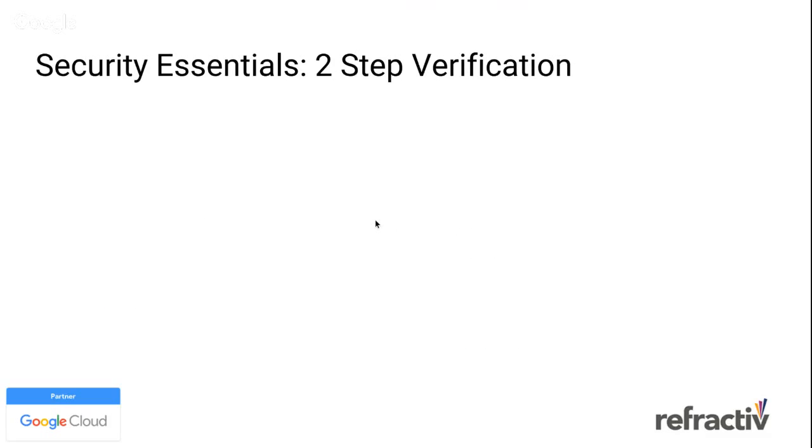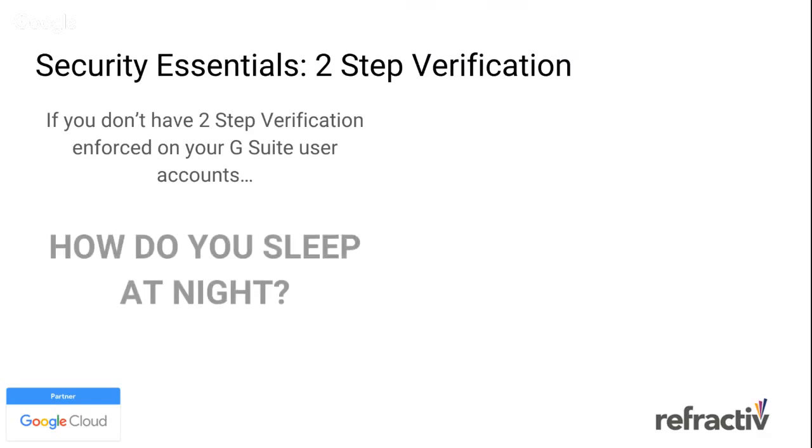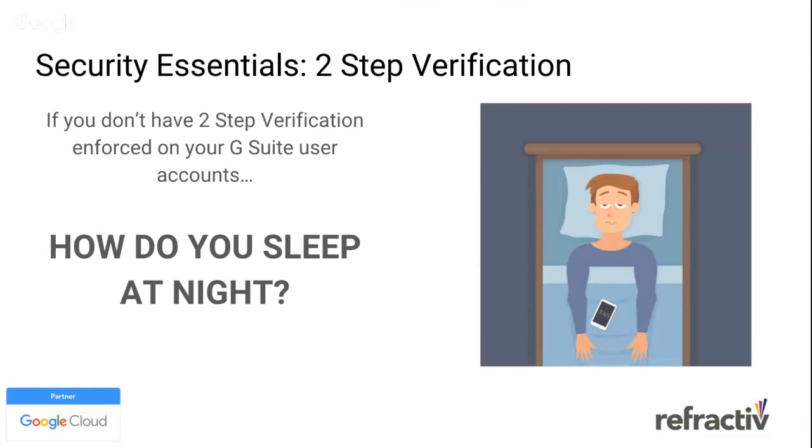And look at two-step verification. Now, I've taken to saying a certain thing about this, and boiling it down to this when I talk to my clients. If you don't have two-step verification enforced for your G Suite user accounts, I'm asking, how do you sleep at night? Because the biggest, simplest thing you can do is turn on two-step, and stop people being able to sign into your account even if they know your password. Makes it much, much harder.